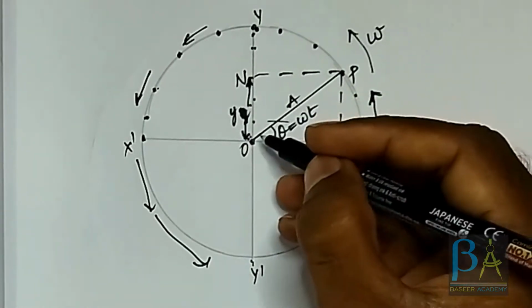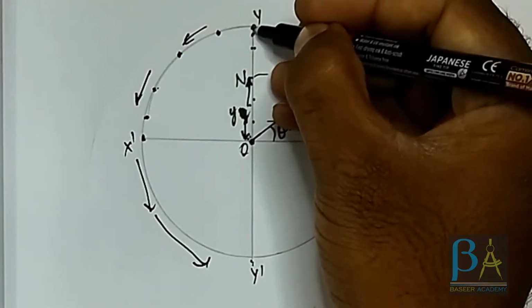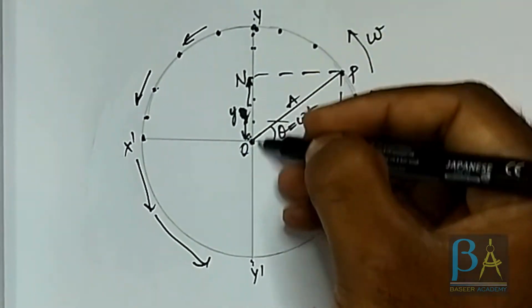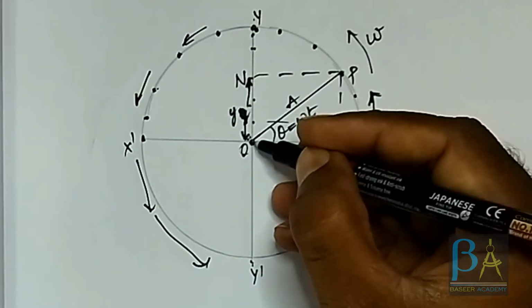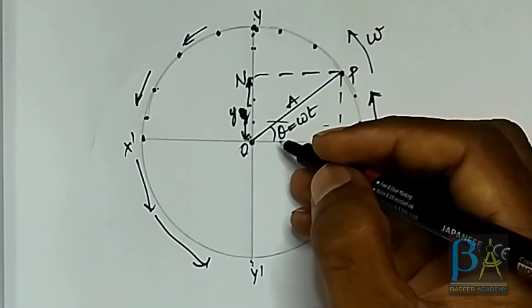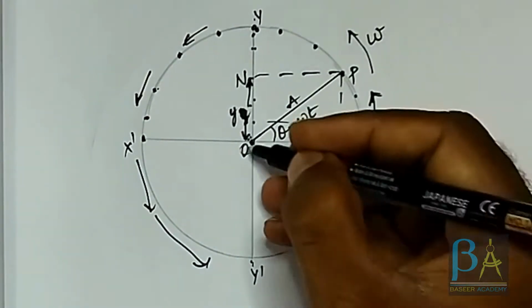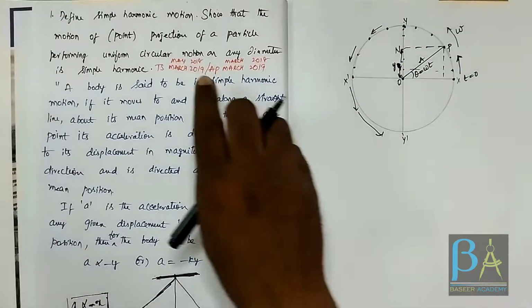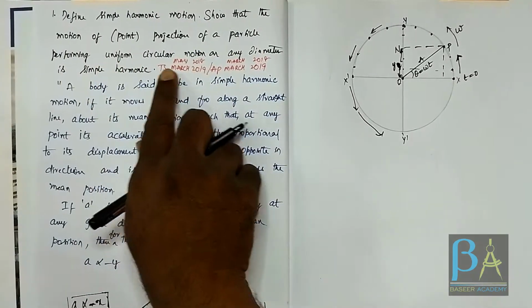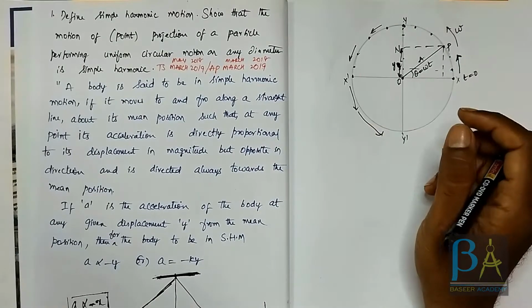So you can see for yourself, let's say that is our mean position here, and the particle moves to and then fro in this direction, to and fro about the mean position O. So the particle starts moving to and fro about the mean position. Now we are supposed to prove that the motion of the projection of a particle performing uniform circular motion on any diameter is simple harmonic.